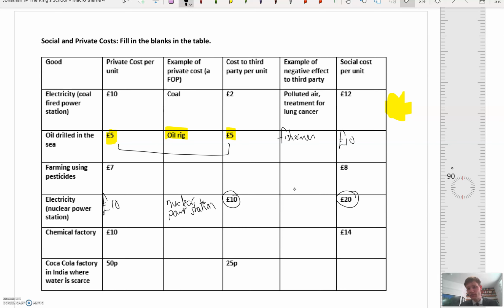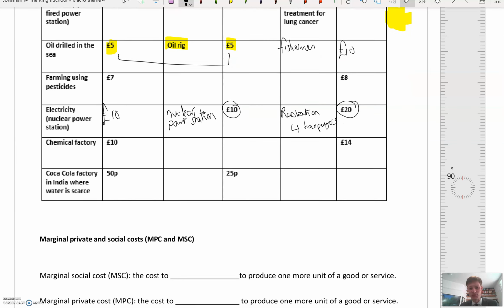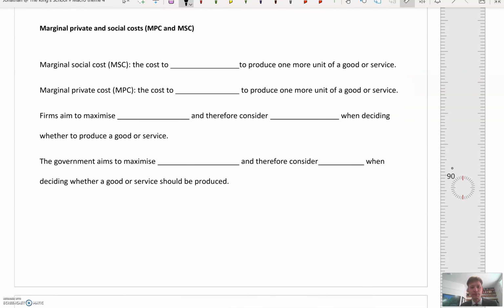And the example to the third party could be if the power station were to explode, there would be radiation, and that would cause healthcare issues to taxpayers. For example, notice that you do have to get to a particular monetary cost. You can't just say it creates pollution. You need to say what the impact of that pollution is on someone and what the cost of that would be. You can see immediately that's a problem because it's difficult to know what that cost is.